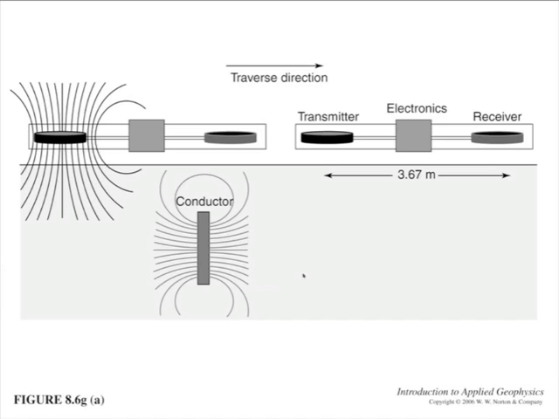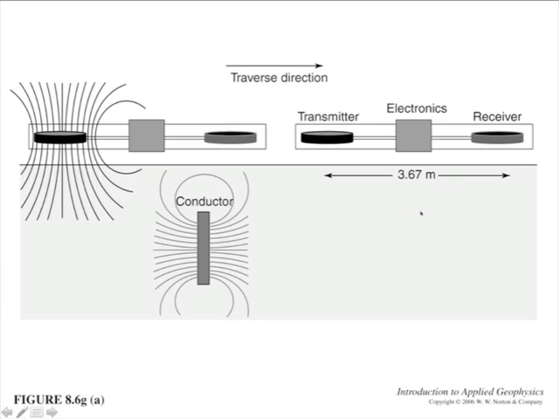So here is actually a model, an inside view of the EM31. It's got a transmitter loop on the left and a receiver loop on the right, and the center of the transmitter loop is 3.67 meters from the center of the receiver loop. It's kind of an awkward thing to carry around, but you don't have to stop and pound in stakes everywhere. You just walk around and try not to get thrown off balance by this 3.67 meter long pole that you're carrying around horizontally.